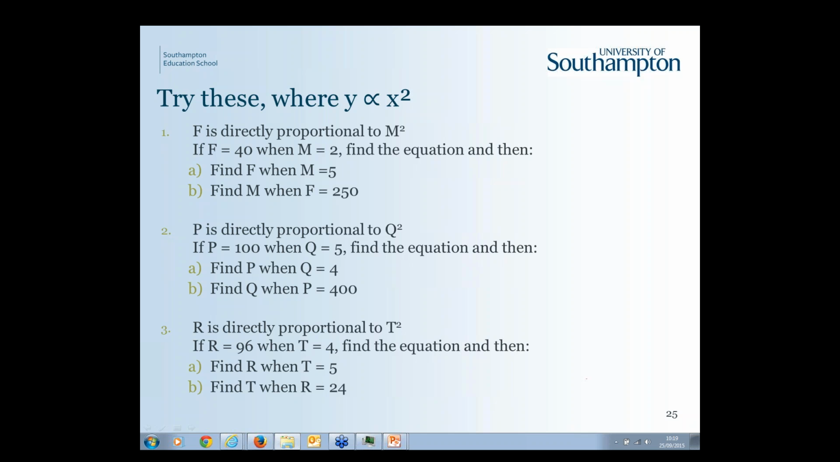Right, so the first one, f is proportional to m squared, so therefore it's got to be f proportional to km squared. We know that f is 40 and m is 2. So 40 equals k times 4, therefore k has got to be 10. So find f when m is 5. 10 times 5 squared equals f, which is 250, and we've got the answer 250.